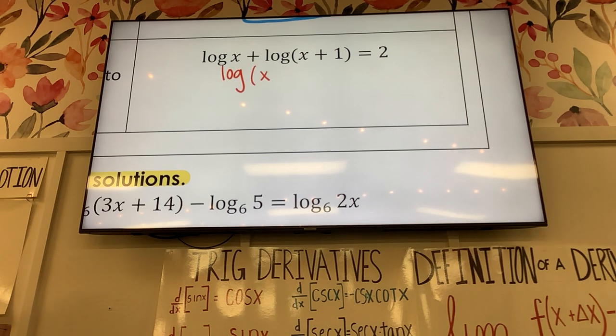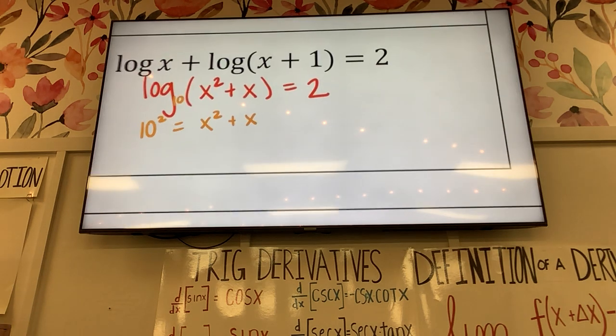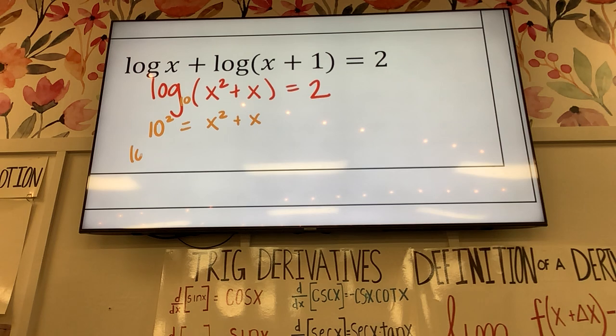And we're going to multiply the x and the x plus 1 and get x squared plus x. You're going to multiply this guy and this guy together, and that's where I'm getting the x squared plus x. Once you get to this step here, we're kind of stuck. There's nothing else I can do except go around the world and put it in exponential form. So this is base 10, so 10 squared equals x squared plus x.